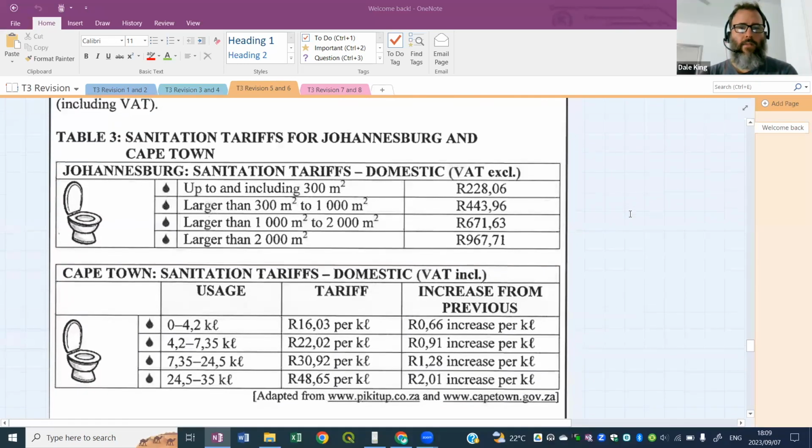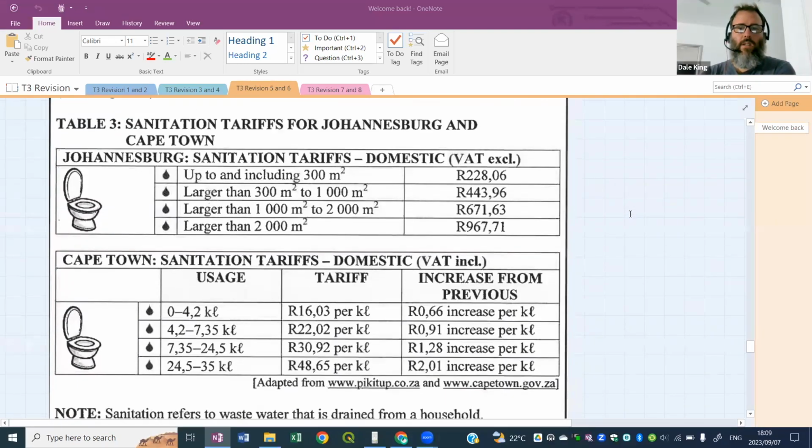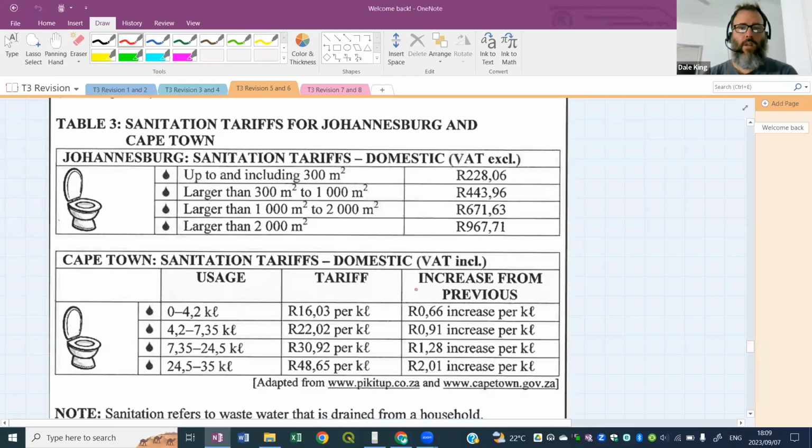The Cape Town tariff table looks similar to something you have used before. They're both actually the same thing. They're both sliding scale tariff tables, they just look a bit different. Cape Town is VAT inclusive and Johannesburg's is VAT exclusive. There's a lot of information here. We also have two parts to this tariff table. For Cape Town, we've got an increase being shown over there, and then the actual tariff shown over there. You could ask a lot of questions.